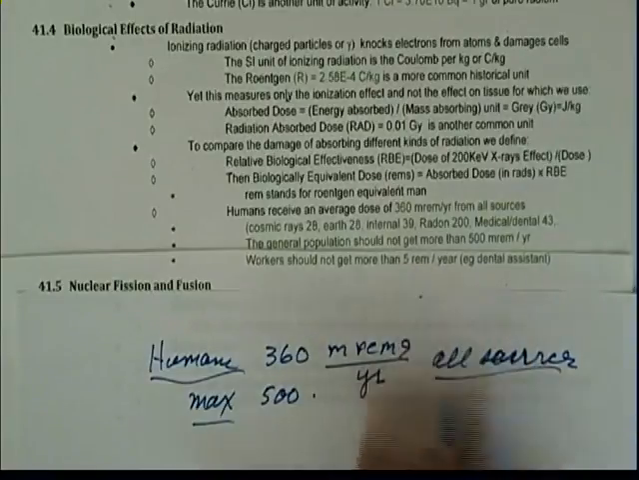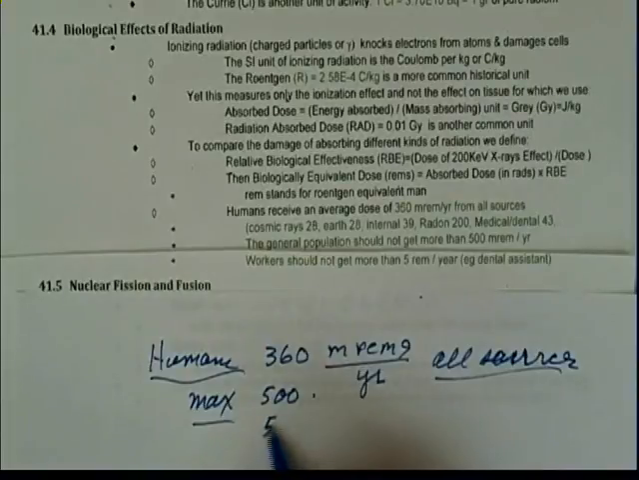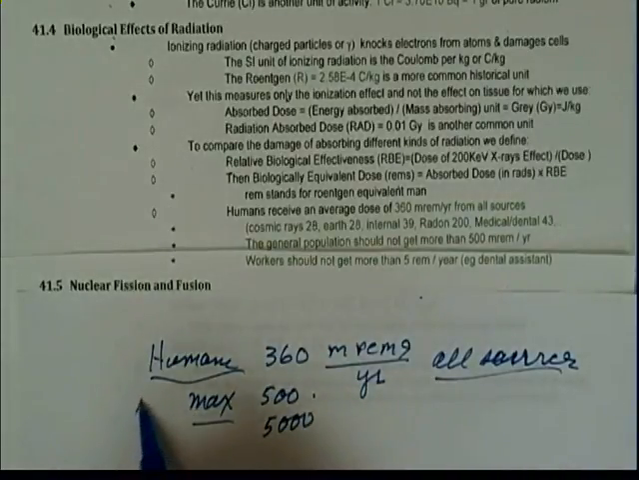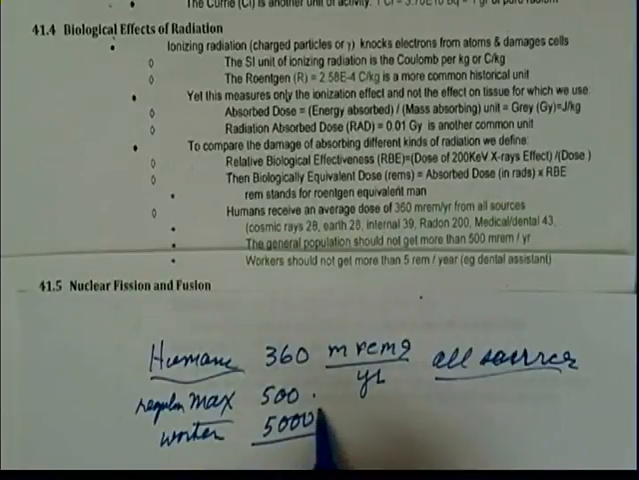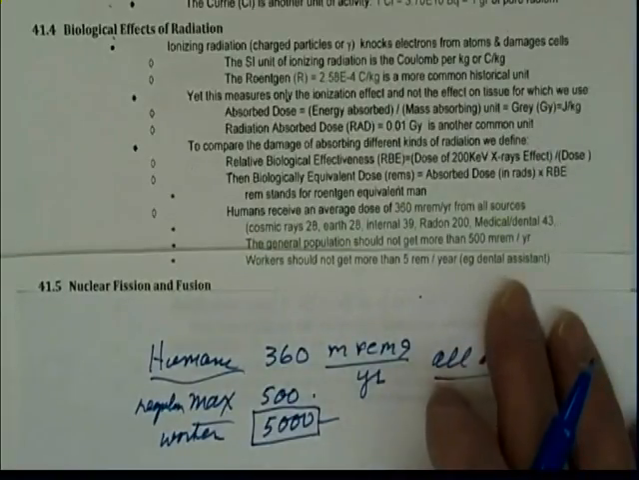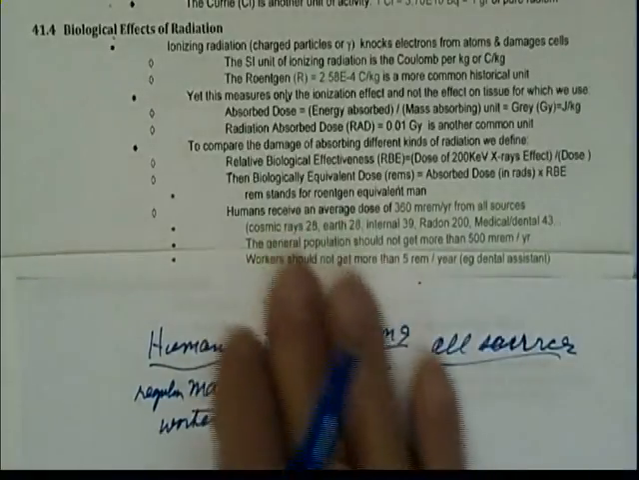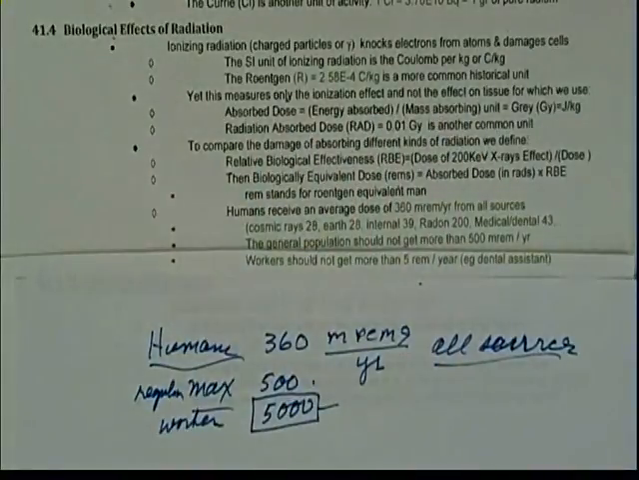Ooh, that's a lot more, isn't it? 5 rems is not millirems, so that's 5,000. So 5,000 is a maximum of, this is regular humans. These are workers. A worker must not get more than 5,000 millirems, or 5 rems per year. And that would be something like a dental assistant might get. So this gives you some rough feeling for these different units in radioactivity, and you need to be familiar with all of these.